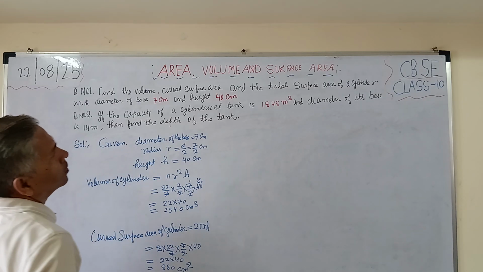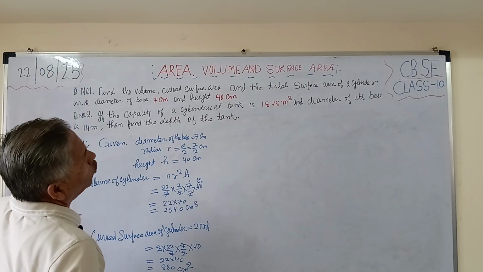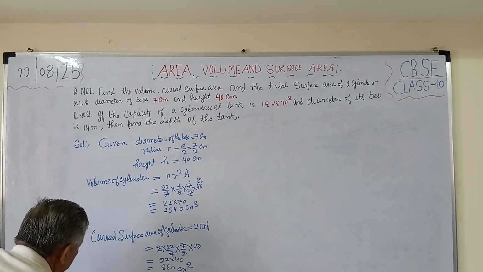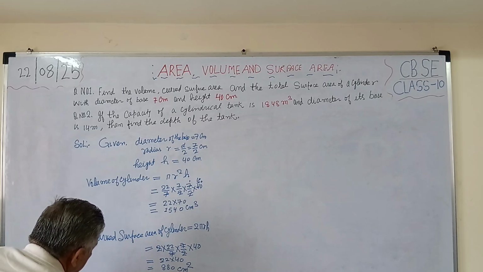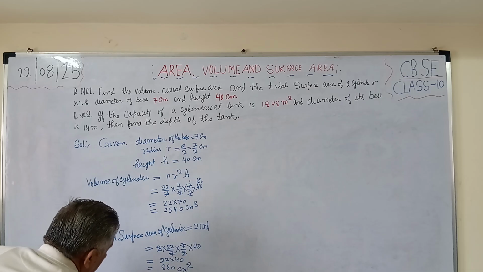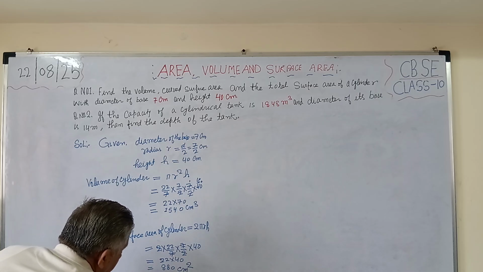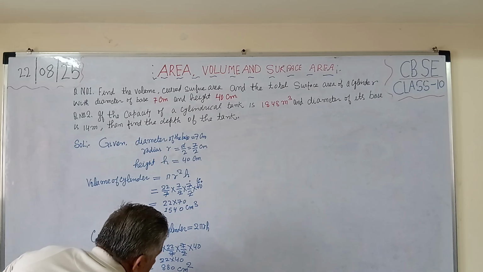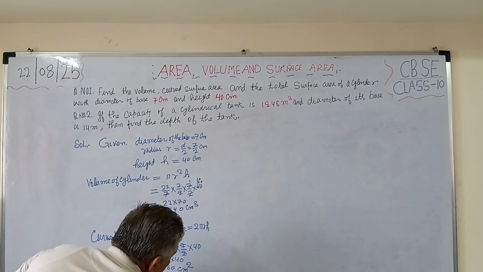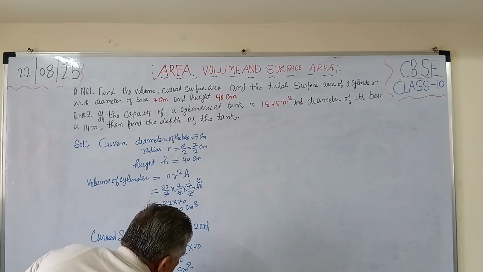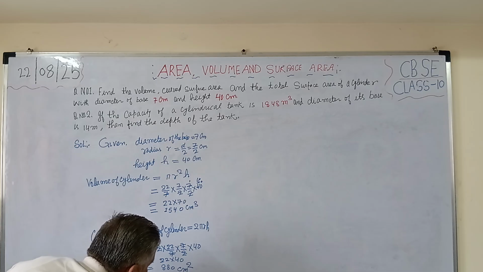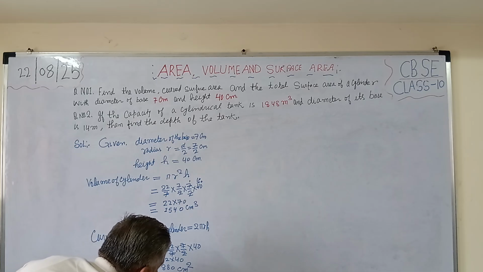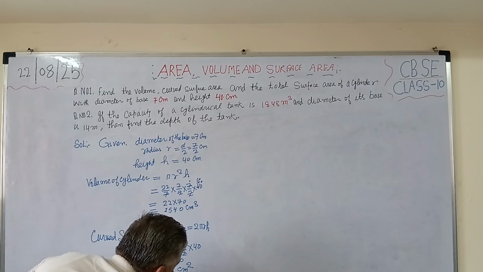Now third part is total surface area of cylinder, and the formula is 2 pi r into h plus r. That means 2 into 22 by 7 into 7 by 2, into 40 plus 7 by 2.